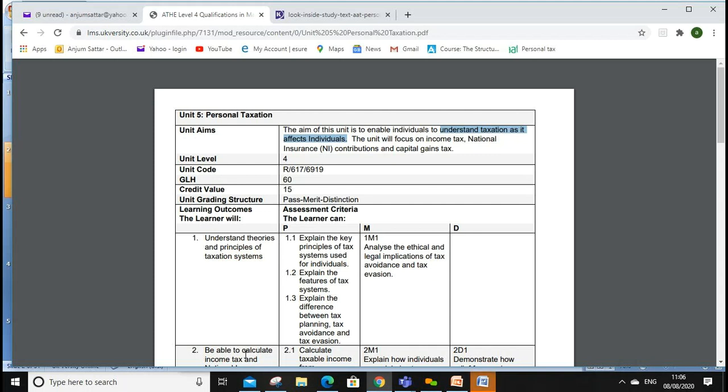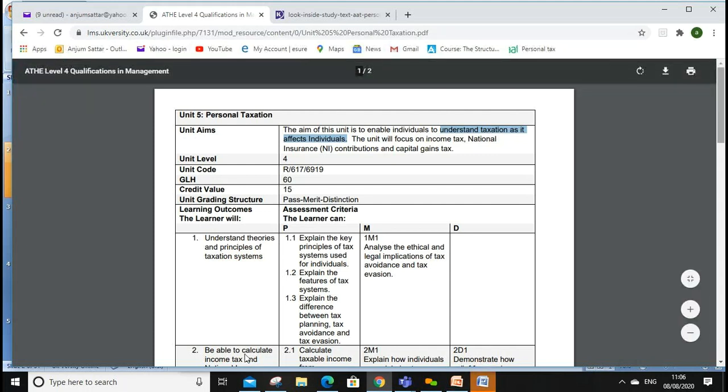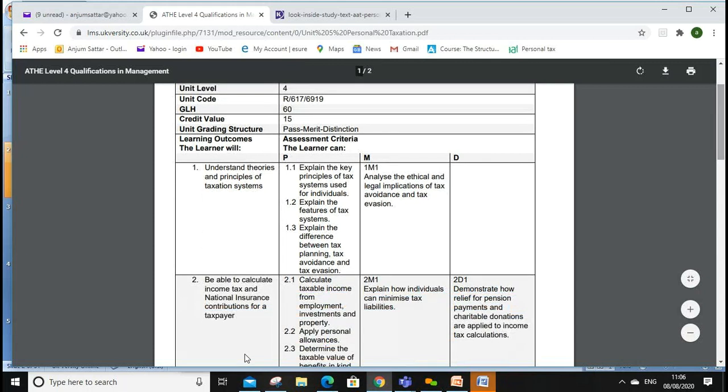So we'll go through how we can calculate the income tax. We'll go through NI, National Insurance Contribution, and capital gains tax. That's all that will be focused on. Today's lesson will be focused on the basic taxation system. I'll upload the book as well, the Modules Handbook, that will help you, and you can look for it in full detail. But today's lesson will go through the basics: understand the theories and principles.